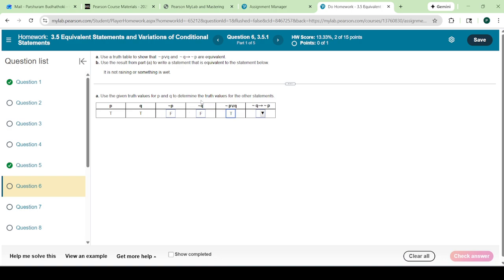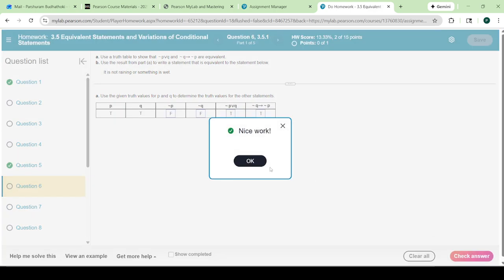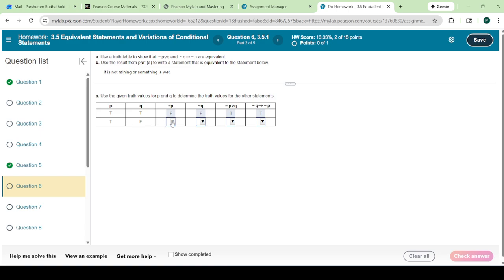And then negation of Q implies negation of P. As long as negation of Q is false, it's always true. Keep in mind, the conditional statement is always true, except when a true statement implies a false one. But here it's false implies false. Next, true, false. So the negations are supposed to be false, true, the opposite. And negation of P or Q, because both of them are false, is supposed to be false.